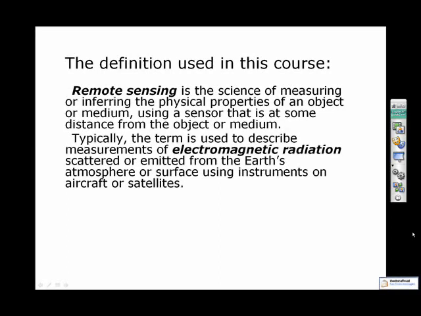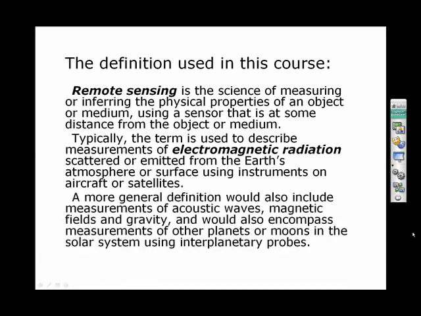Typically, the term is used to describe measurements of electromagnetic radiation. So things like light and microwaves and infrared. And that electromagnetic radiation is either scattered or emitted from the Earth's atmosphere or the surface. And we sense it, we make those measurements using instruments on aircraft or satellites, but also other kinds of platforms, which we'll talk about in a minute.